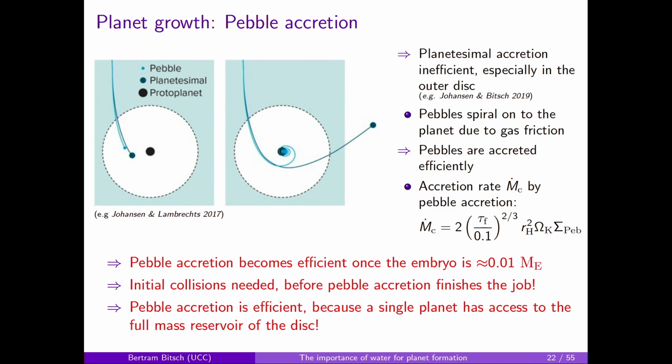Now, this pebble accretion can only become efficient once our embryo is around the mass of the moon, so a little bit bigger than the planetesimals that it can form. So we might need some initial conditions between these planetesimals to actually make these big cores, and then we can accrete the leftover pebbles and grow very, very efficiently.